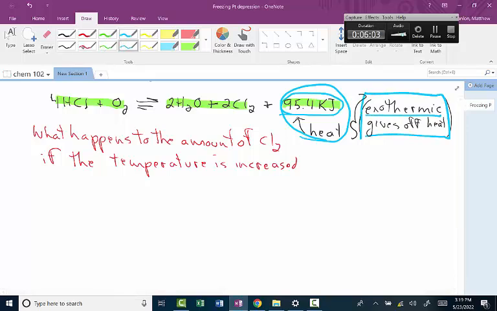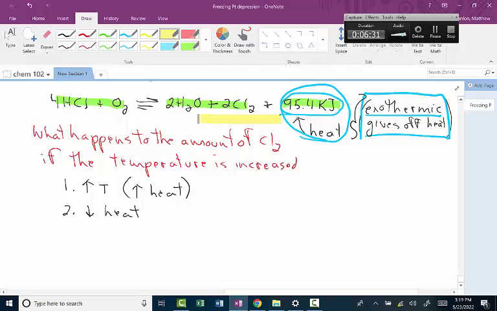So what's the stress? Stress is, one, increasing temperature, which is increasing the heat. You all know that. If you increase the temperature in the house, you get a lot more heat in there. Okay, so it wants to decrease the heat, and it does this by reacting from right to left. It will take 95.4 kilojoules of heat, two chlorine gas molecules, two water molecules, and it will produce 4HCl plus O2.